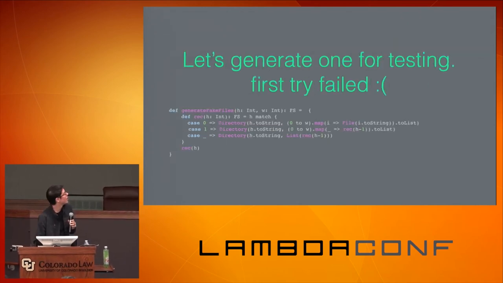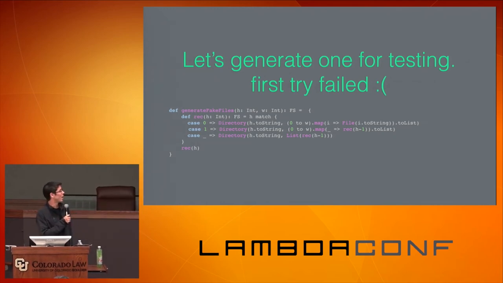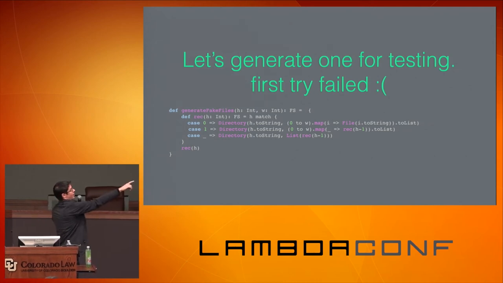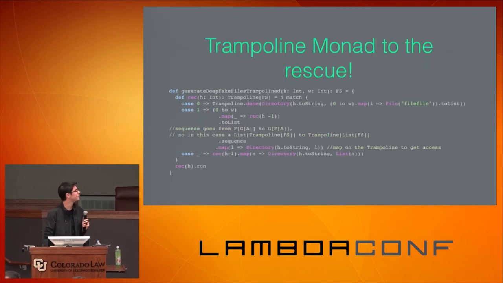Okay, this is my first attempt of generating. I just wanted to generate a really deep file system that had a bunch of files at the end. And it seemed pretty easy, right? I was like, okay, well, I'll just make files, and then I'll stick those in the directory, and then return the directory, and then stick that in more directories, and then traverse all the way up. Well, no, because I'm making my recursive call inside the map, and then passing that to the directory. So again, I was stuck.